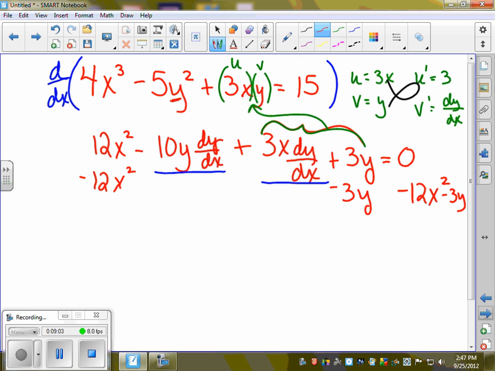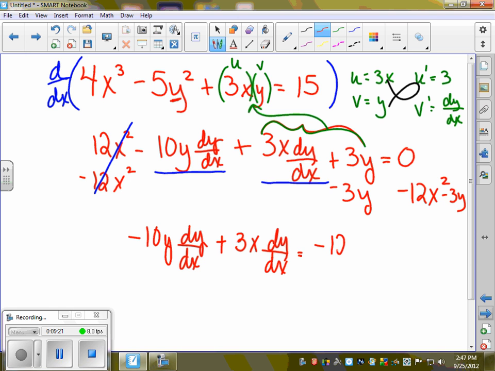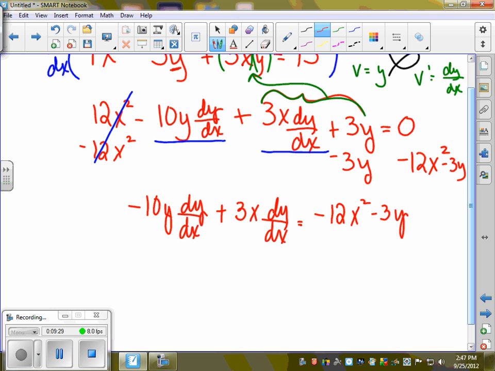So when I do that, those are going to cancel. You're going to get negative 10y dy/dx plus 3x dy/dx equals, and then on the opposite side I have negative 12x squared minus 3y. Now it doesn't matter what order you put that side in. You could have negative 3y minus 12x squared.